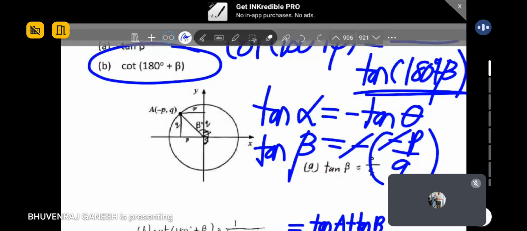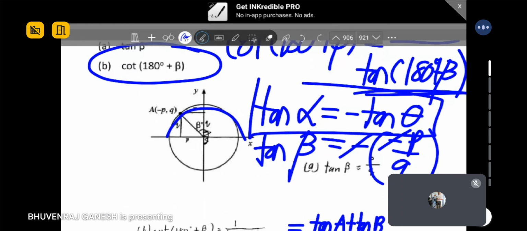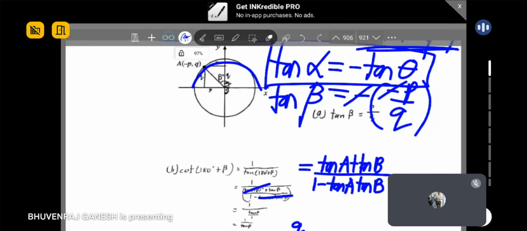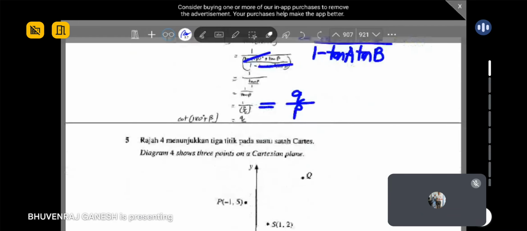Whenever you're comparing quadrant 1 and quadrant 2, guys, dua kuadran ni kamu boleh guna rumus ni. Only quadrant 1 and quadrant 2, rumus ni boleh guna. Faham? So you must understand this fact. So proceed. Boleh pergi lagi.